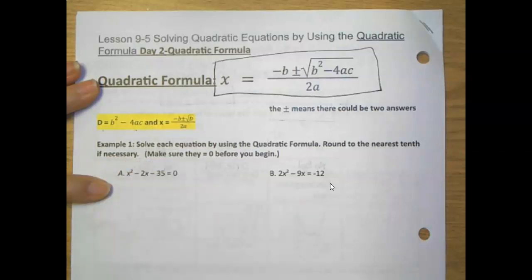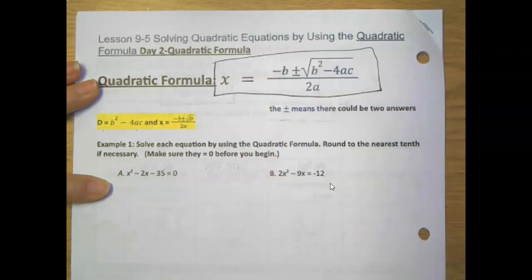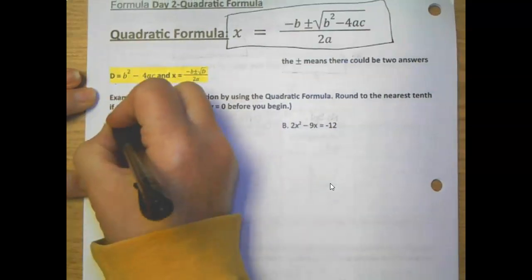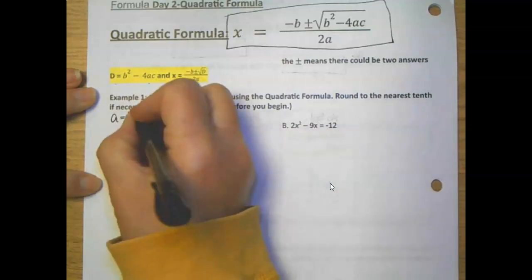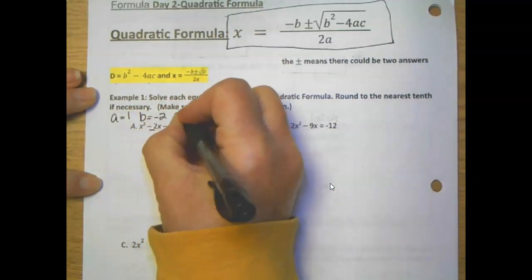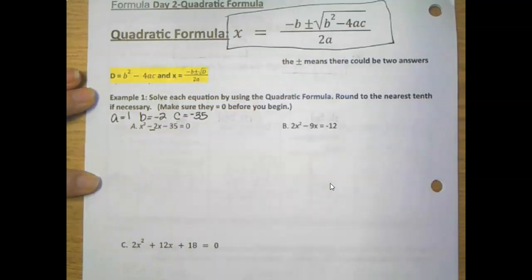Anyway, so here we go. Like I said, the discriminant really is what's inside here, so we're good. So we're just going to master this formula. Again, our A for this first one equals 1. Our B is -2, and our C is -35. So now we get to punch all that in.